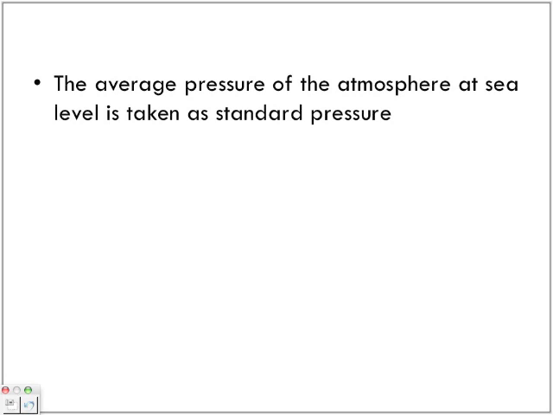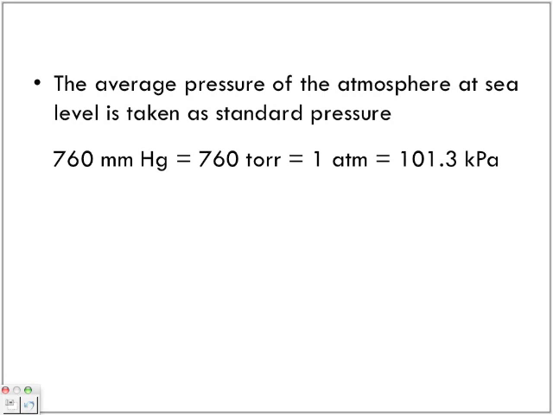The average pressure of the atmosphere at sea level is taken as standard pressure. Now, we know that pressure, we use the following sets of units. 760 millimeters of mercury, 760 torr, which is equal to 1 atmosphere, which is equal to 101.3 kilopascals. Okay, so this is the standard pressure at sea level.